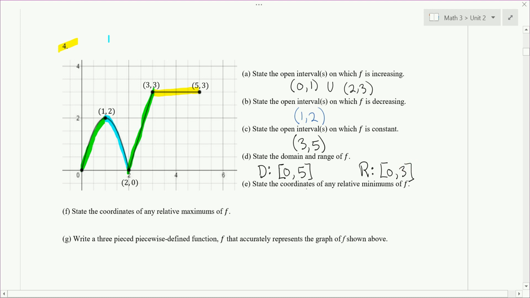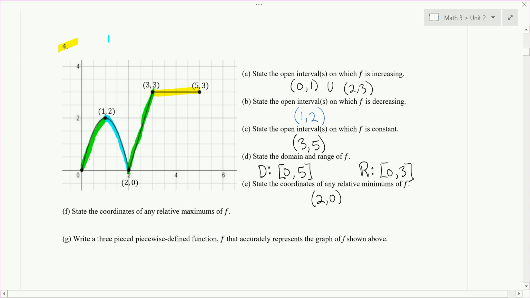E says state the coordinates of any relative minimums. A relative minimum is the point where it changes from decreasing to increasing. So in my picture where it changes from blue to green, we see a relative minimum at the point (2, 0). Notice that the point (0, 0) is not a relative minimum because it's not changing from decreasing to increasing.